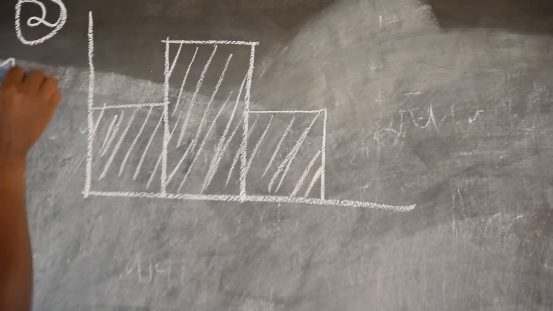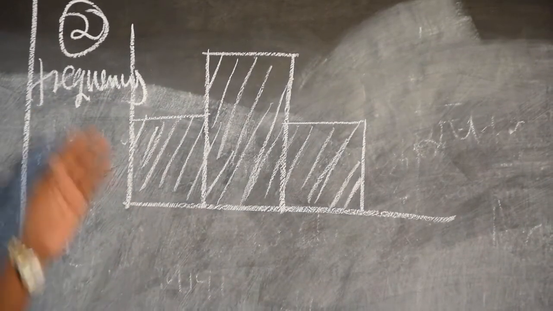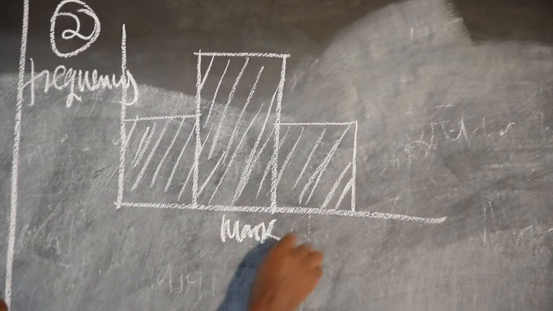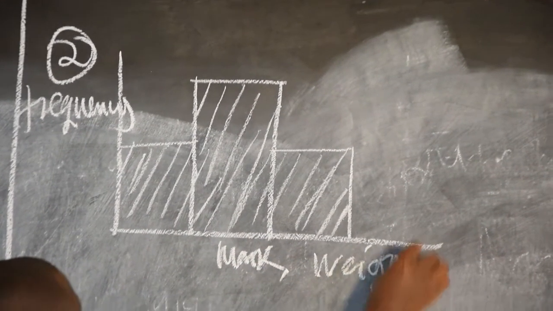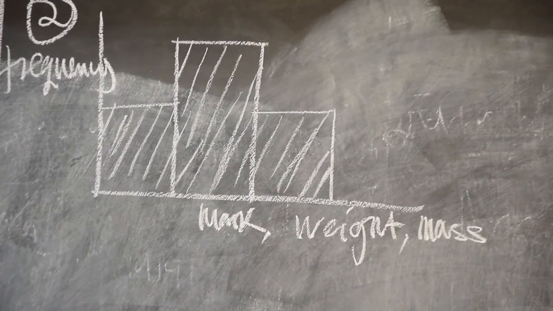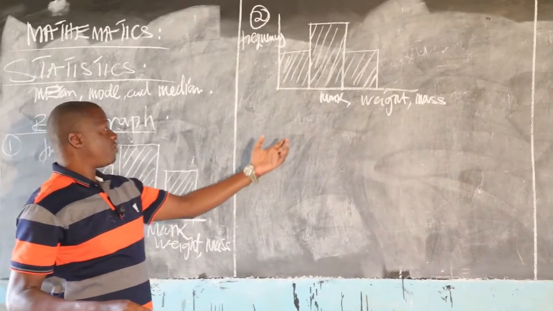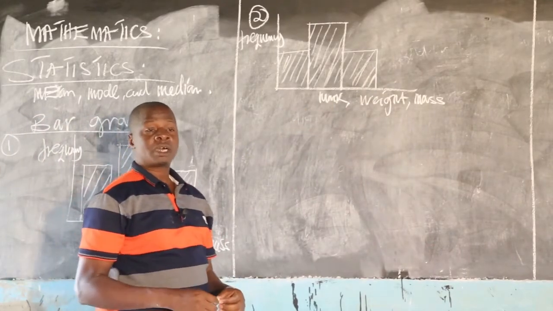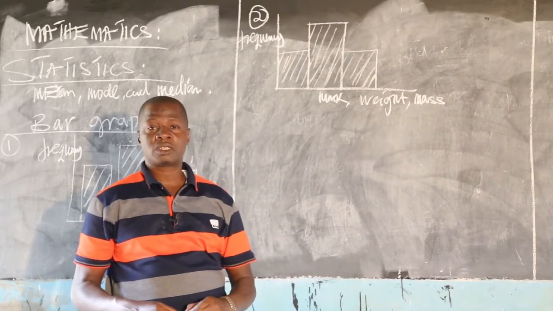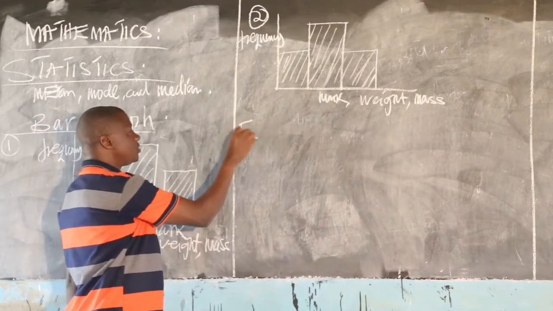Remember to write here frequency or number of items. Whereas here we can have marks, weight, mass, etc. Where possible, you quote the units. In most cases, when we have marks, we should write marks. If we have weight or mass or height, you should write the height. Let us have an example here.